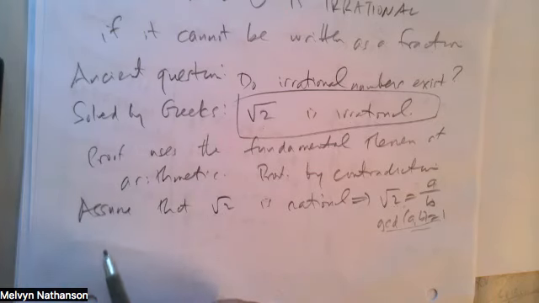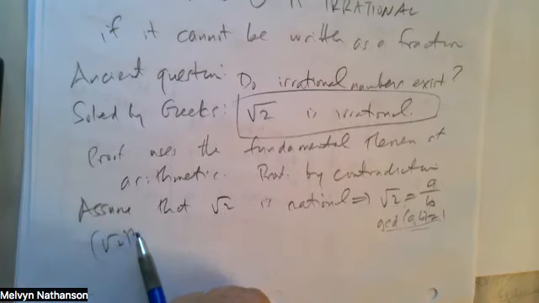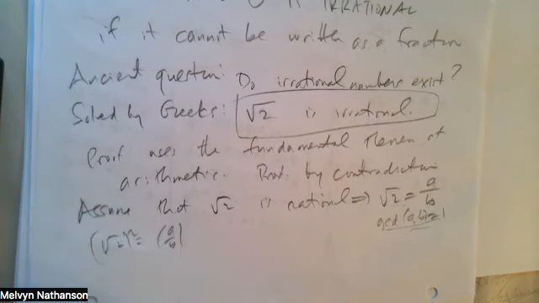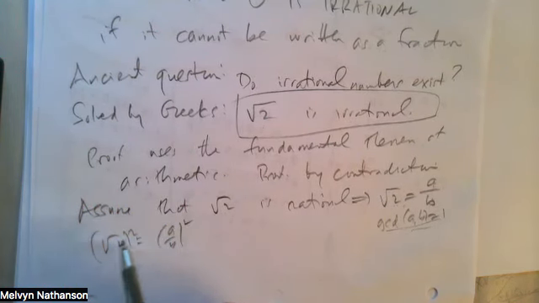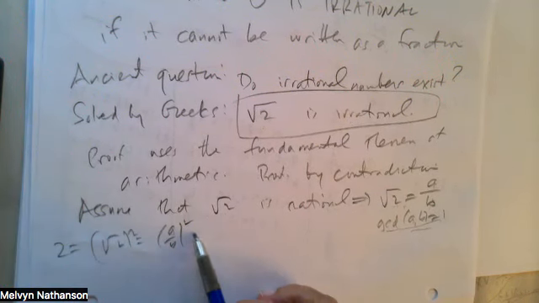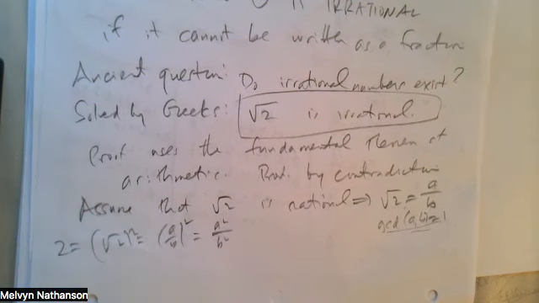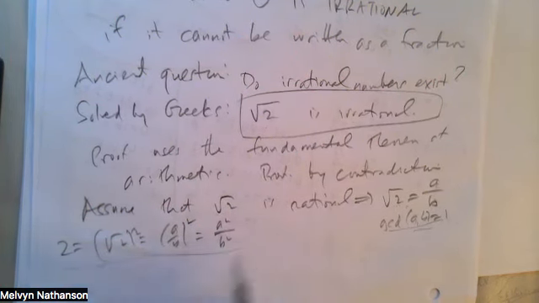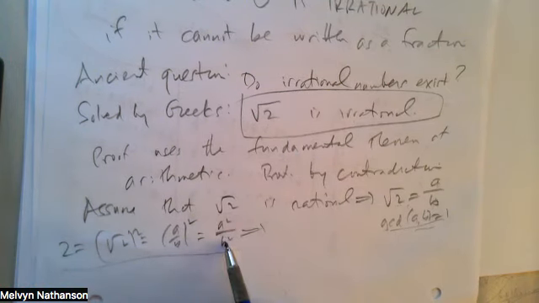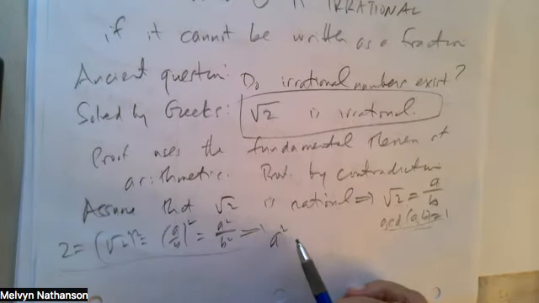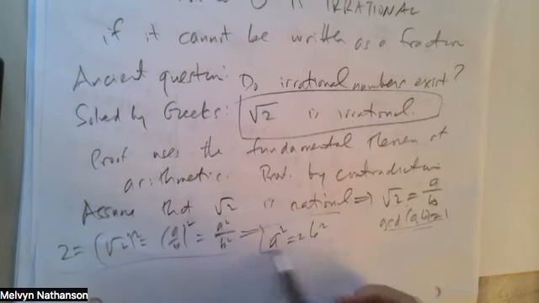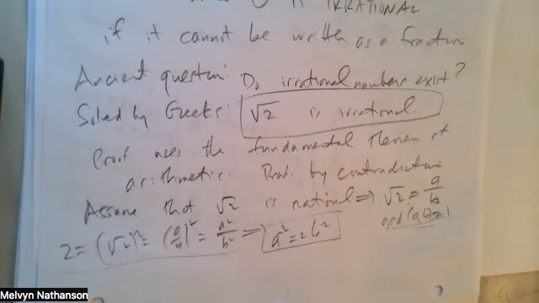So square this equation. The square root of 2 squared is going to be a over b squared. If you square the square root of 2, you get 2. And if you square a over b, you get a squared over b squared. So we get this equation. Or if I just multiply through by b squared, a squared is equal to 2b squared. Okay. So everyone has to look at that, and if there is a problem, let me know.